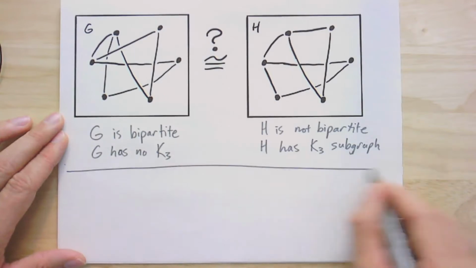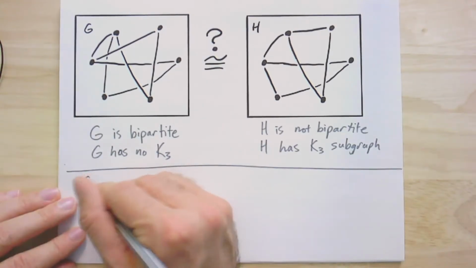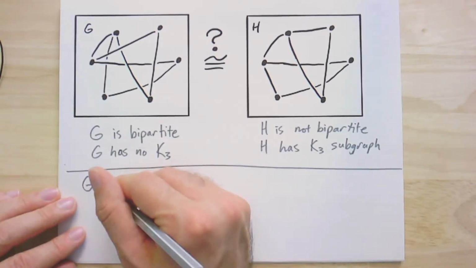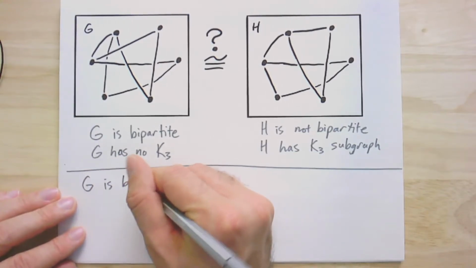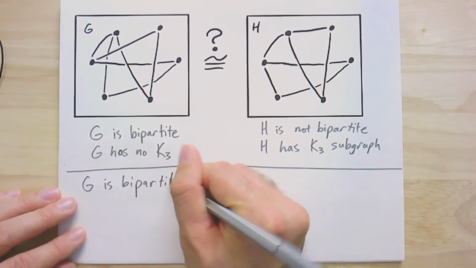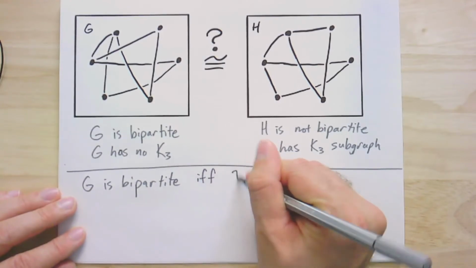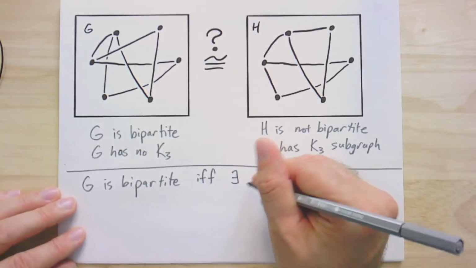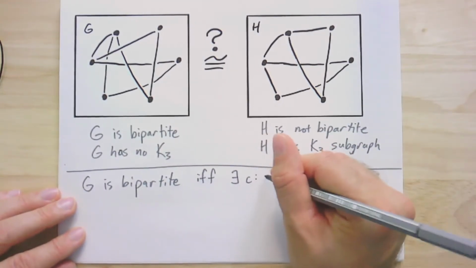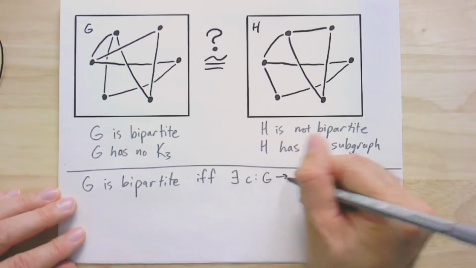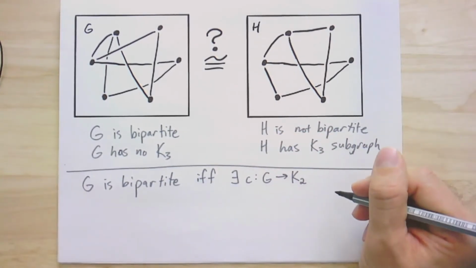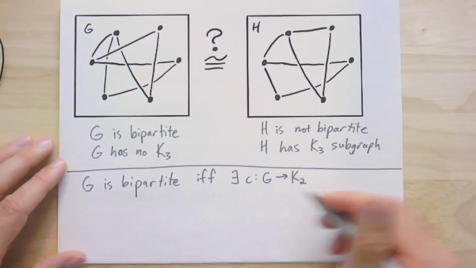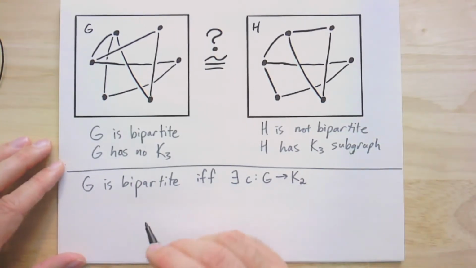Let's just start with the first one about bipartiteness. When we talked about homomorphisms, we saw that G is bipartite if and only if there exists some, what was it? It was a morphism from G to the complete graph on 2 vertices. So there had to exist this morphism to be bipartite.